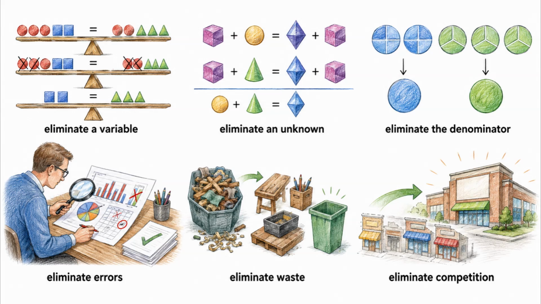Add the 2 equations together to eliminate a variable and solve the system. Multiply the second equation by 2 to eliminate an unknown through subtraction. Multiply both sides by 6 to eliminate the denominator from the equation.